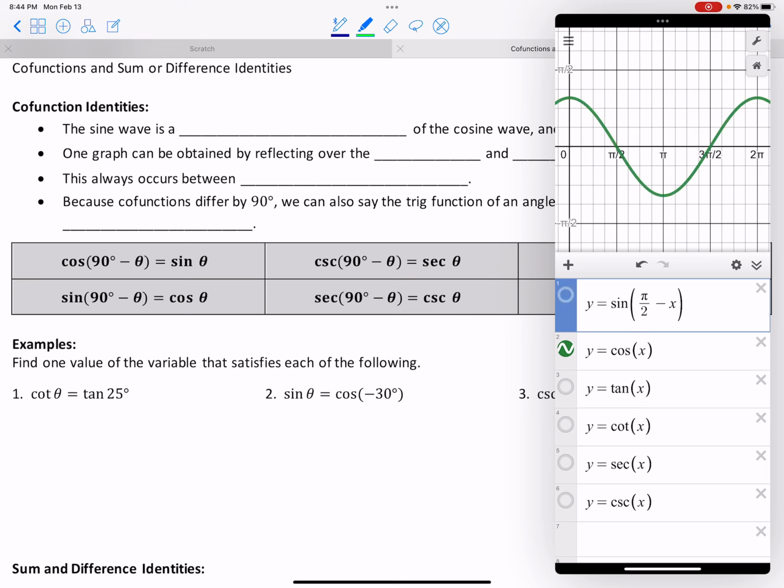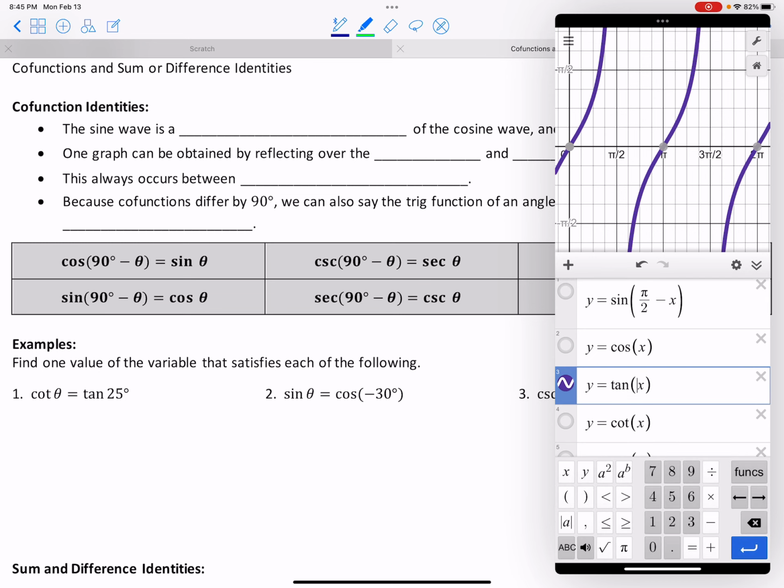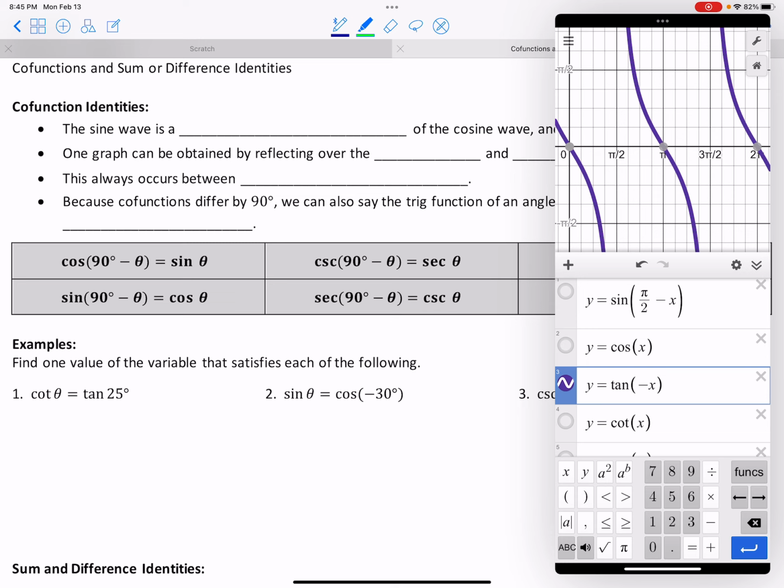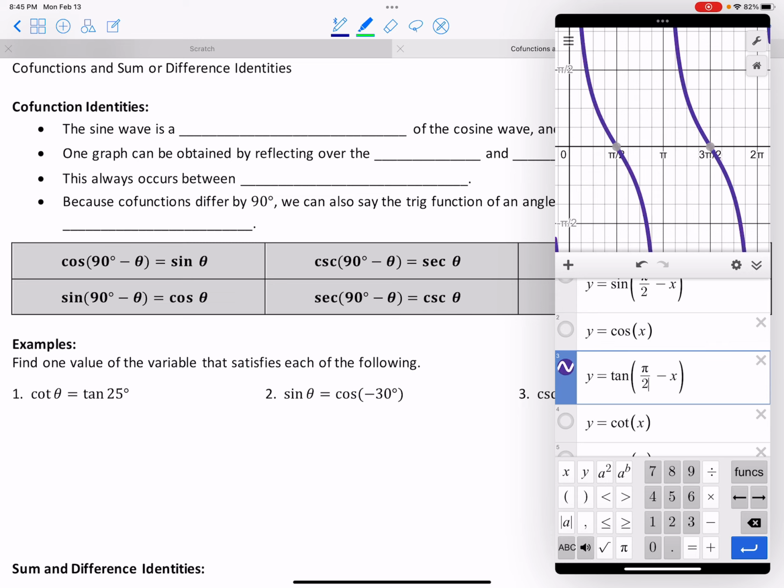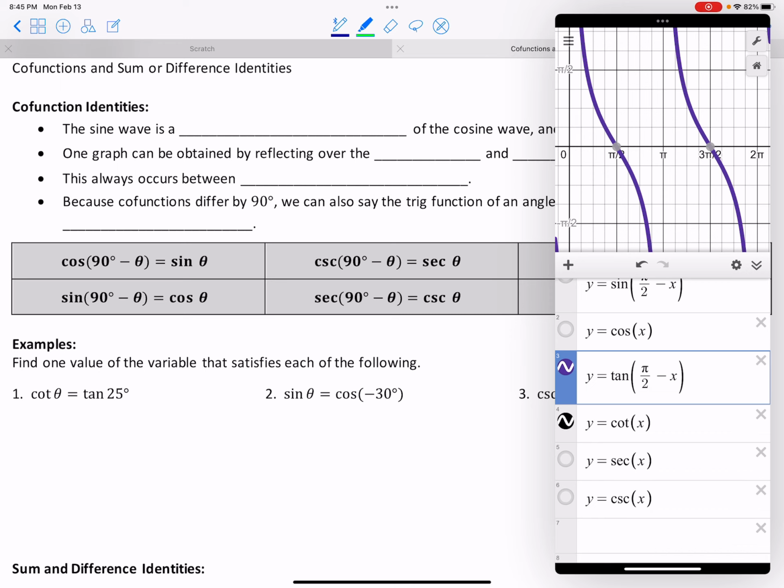So let's go over here to tangent, for example. Here's what our tangent function looks like. If I take tangent, reflect it over the y-axis, and translate it pi over 2 radians, or 90 degrees, then now it looks exactly like cotangent. So I can put cotangent, or that transformation of tangent. Those two graphs will look the same. So those two are going to be referred to as cofunctions of one another as well.